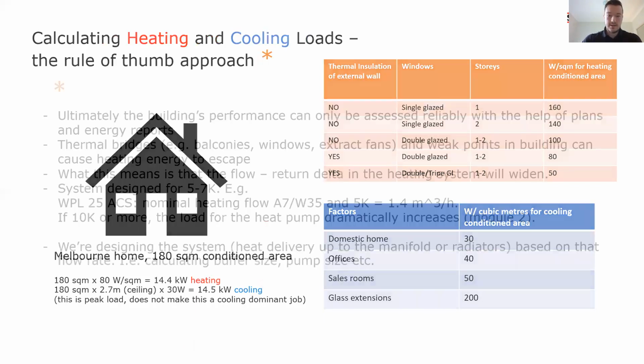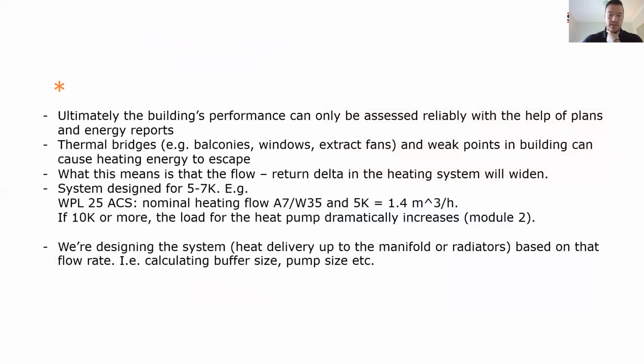Put a little asterisk here. The asterisk is just to say that ultimately the building's performance can only be assessed reliably with the help of plans and energy reports, which we'll delve into later. Thermal bridges, such as balconies, which have weak points, can cause energy to escape a house. And ultimately what this means is that the flow return delta, so the flow into the building from the heat pump and return back to the heat pump, that delta will widen. The more energy escapes, the colder the heated water will be that returns to the heat pump, which means that Kelvin delta widens. Our system is designed for 5 to 7 degrees Celsius loss between flow and return, essentially.